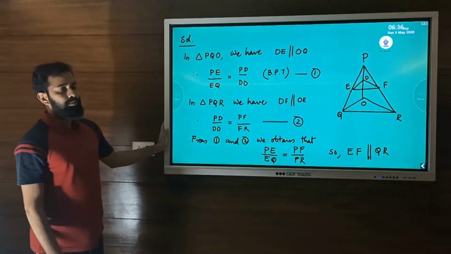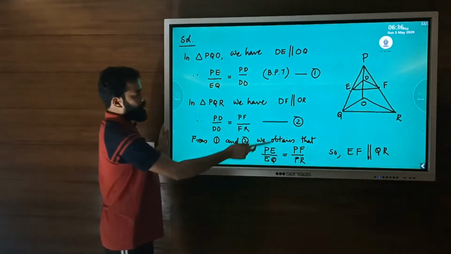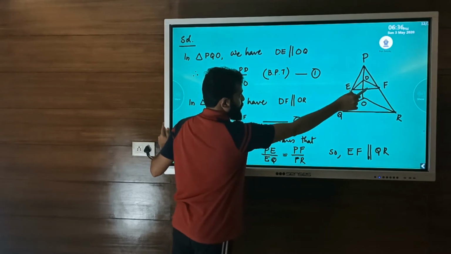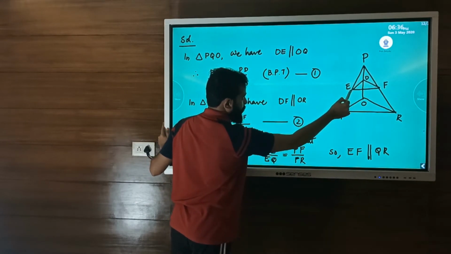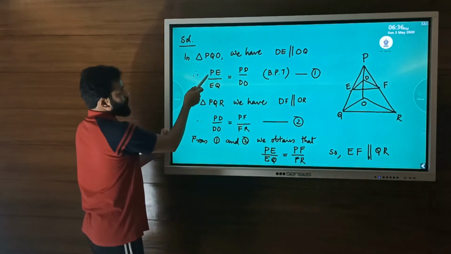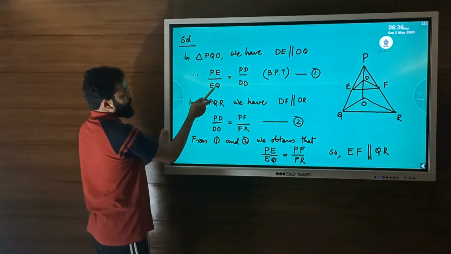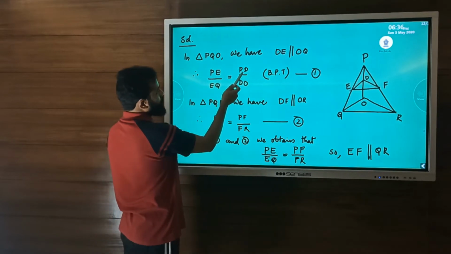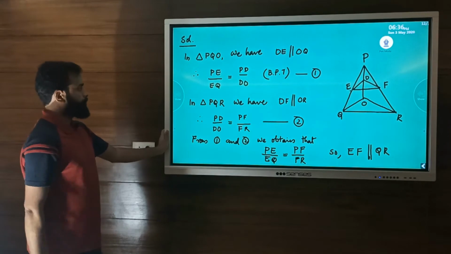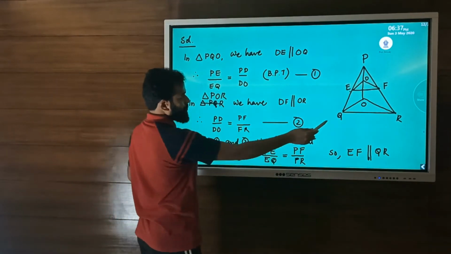Again, we are applying the basic proportionality theorem here. If the lines are parallel, sides are divided in the same ratio, that means that points E and D divide the two sides in the same ratio. PE divided by EQ is equal to PD divided by DO. Equation 1.